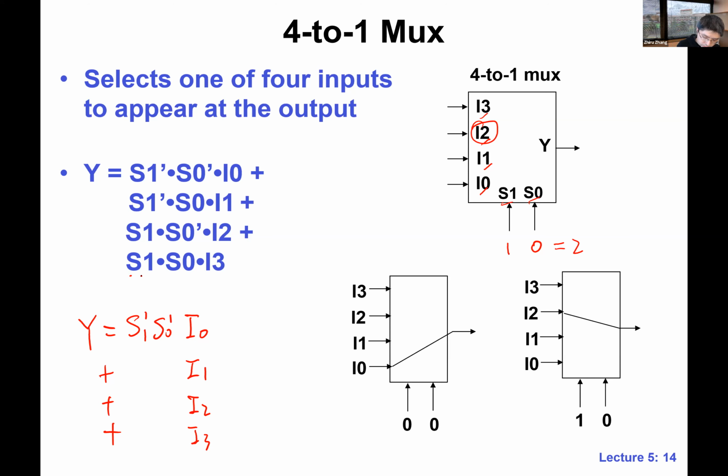But let's just focus on S1. What exactly is S1 doing in this case? When S1 is 1, we are selecting from these 2. Otherwise, if S1 is 0, we select from these 2. What is S0 doing?